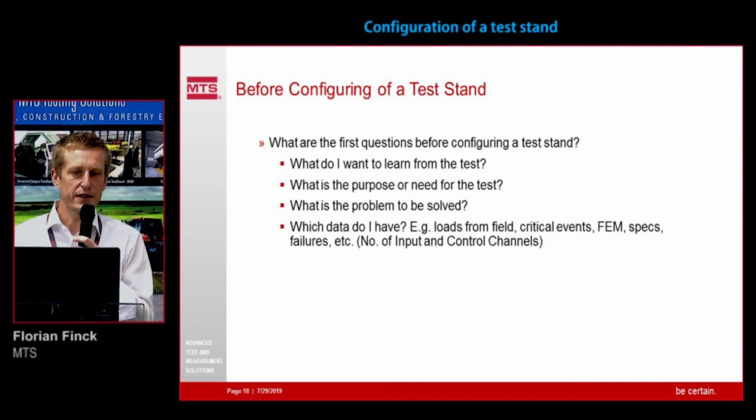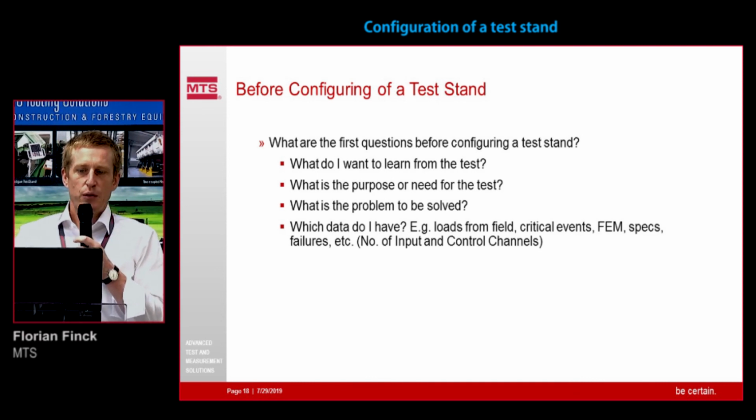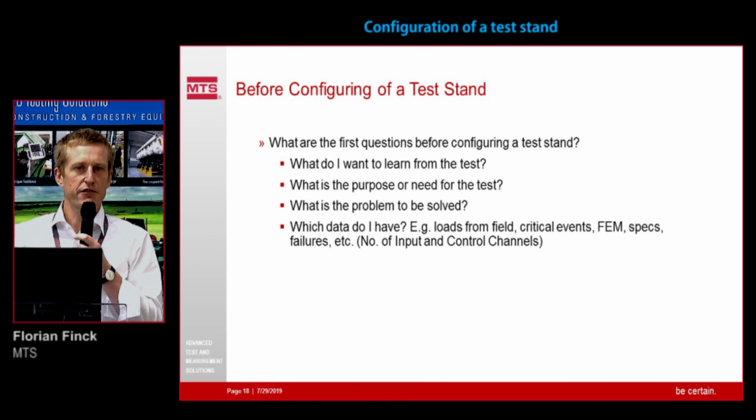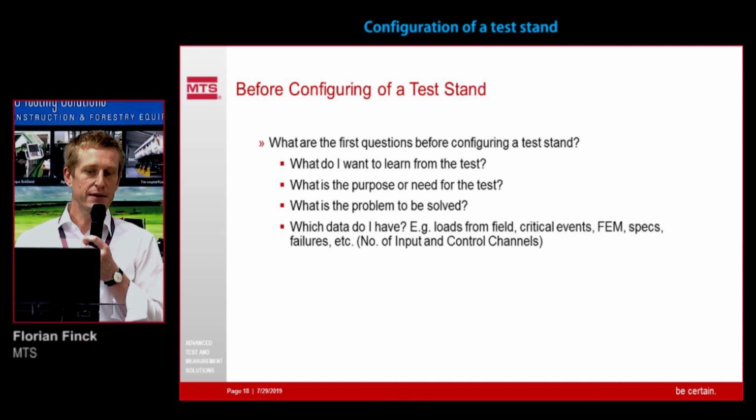Then before you start doing a test, what is the information you have? Are there loads from the field? Is there a critical event that caused this failure? Do you have some FE analysis available which shows you the stress distribution in your specimen? Are there specifications available that were used for the validation of these parts in the past? And look at the failures that occur in the field, or look at the failures that you've seen in the past. So the historic knowledge about your specimens is also very important.